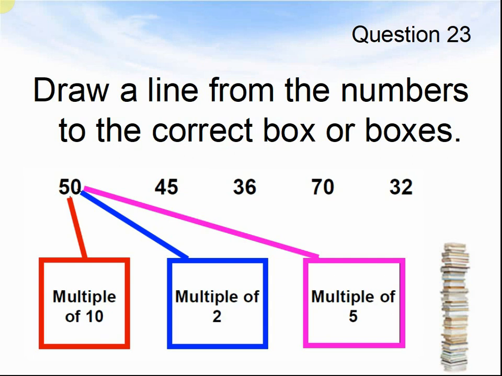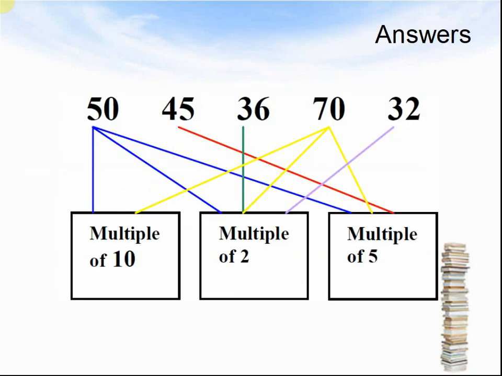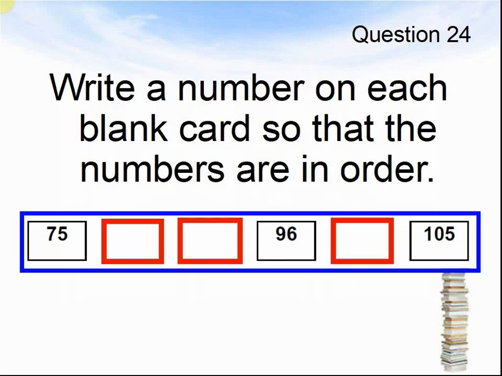Here come the answers. The answers are here. 45 is a multiple of 5. 36 is a multiple of 2. 70 is a multiple of 10, multiple of 2, and multiple of 5. While 32 is a multiple of 2. Pause the video to check your answers. Here comes the next question.